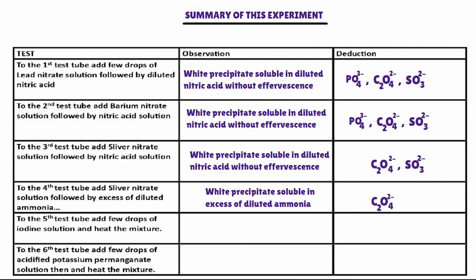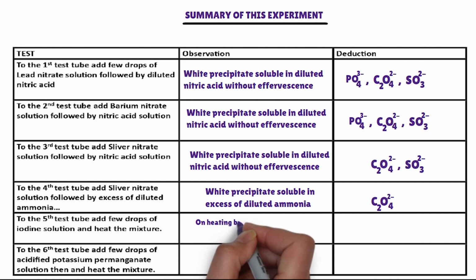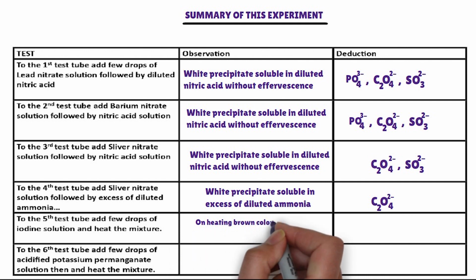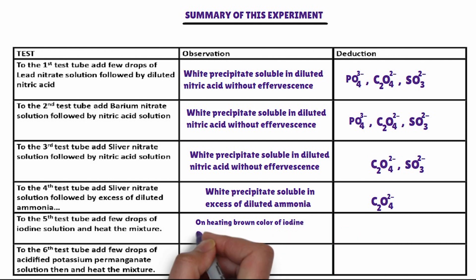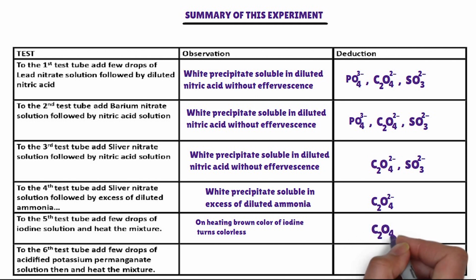First confirmatory test. To the fifth test tube, iodine solution is added, then the mixture is heated. The anion from above list that reacts with iodine solution on heating, and during reaction, brown color of iodine turns colorless. The anion is oxalate ion. Oxalate ion is confirmed. The anion present in the salt is oxalate ion.